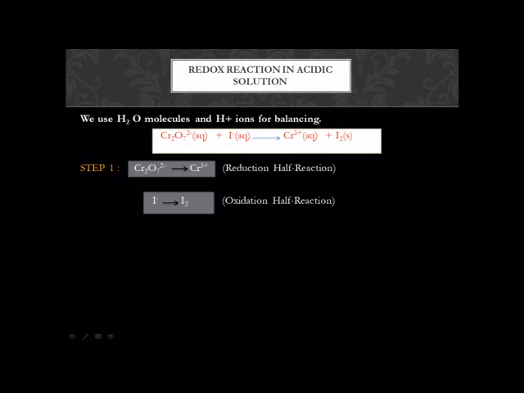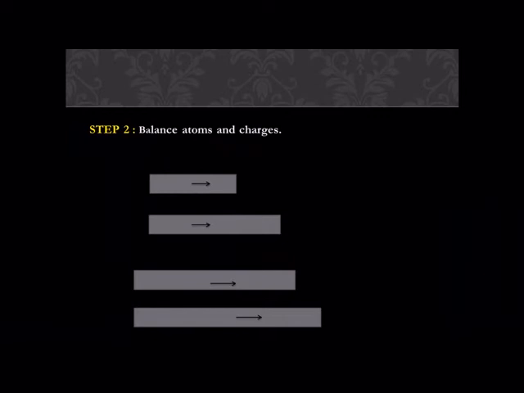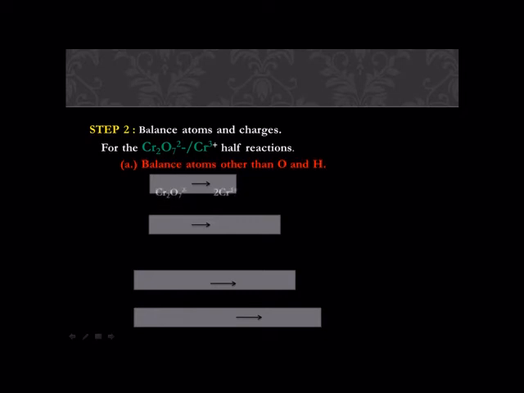Okay, now we are done with our first step, right? So now let's balance the number of atoms and number of charges for the dichromate ion and the Cr3 plus half reaction, which is basically the reduction half reaction. In order to balance this kind of system, first look at the number of chromium atoms, so the atoms other than hydrogen or oxygen. On the reactant side, there are 2 chromium atoms. On the product side, there is only 1 chromium atom. Forget about the charge, right? So straight away you know that you need to multiply by 2. So you have balanced the number of chromium atoms.